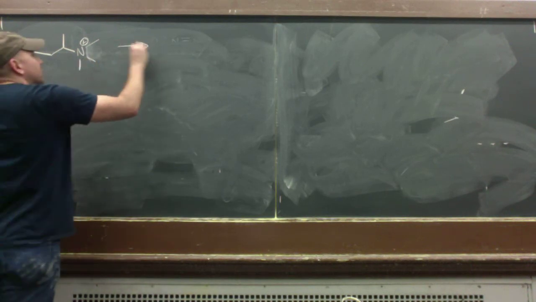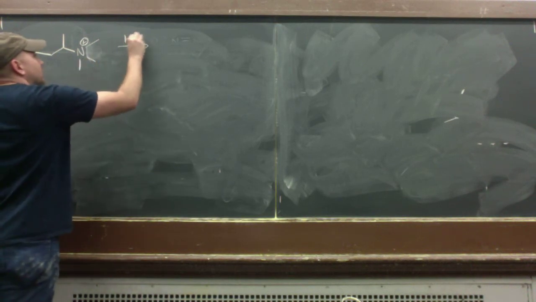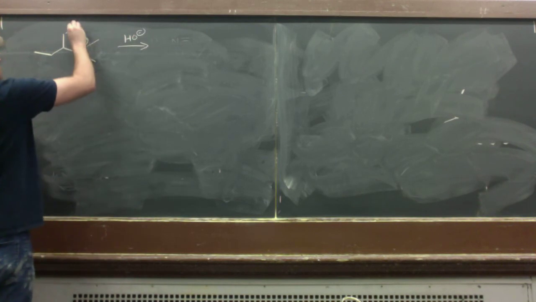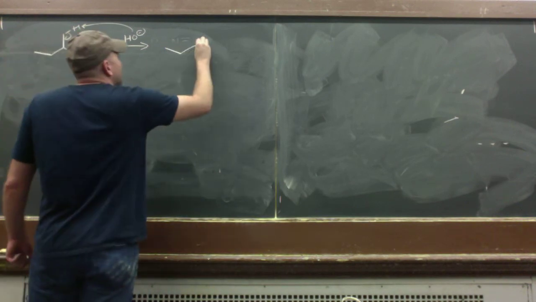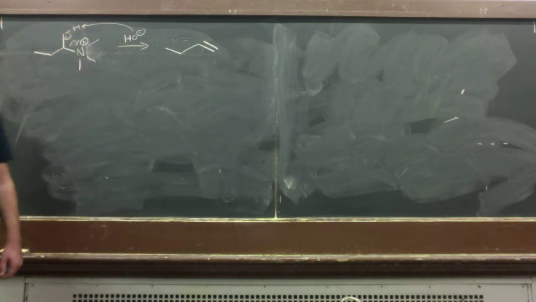Right, we have a quaternary ammonium salt. We've seen chemistry where you can generate this from the tertiary amine, simply by treating it with a base. And what can happen is the Hofmann elimination process. This is one way that you can take an amine and generate an alkene. This is one type of elimination that we've seen in the past.